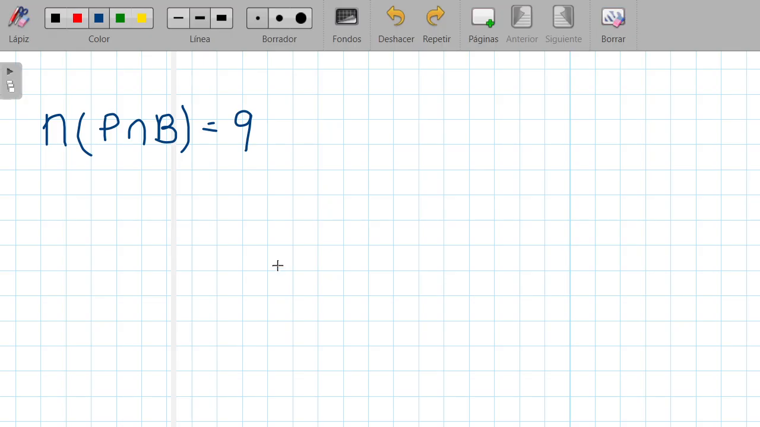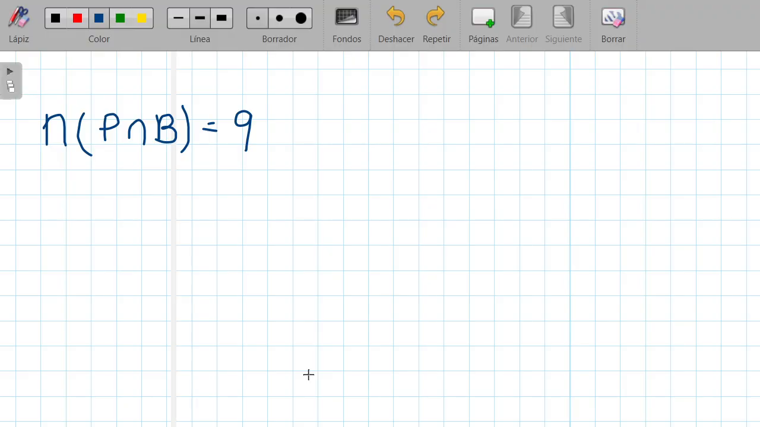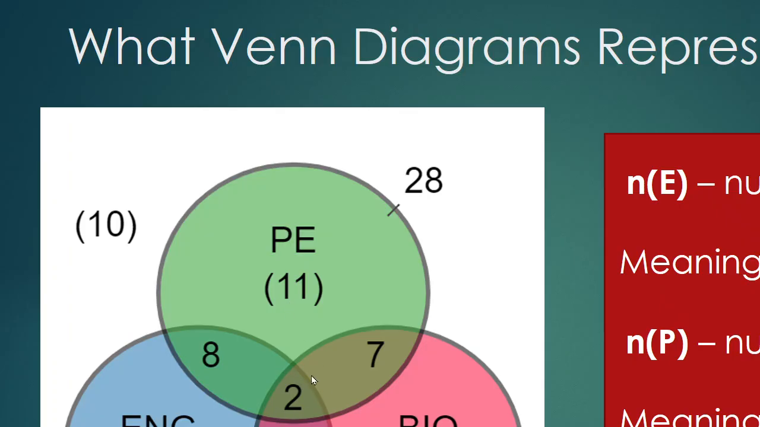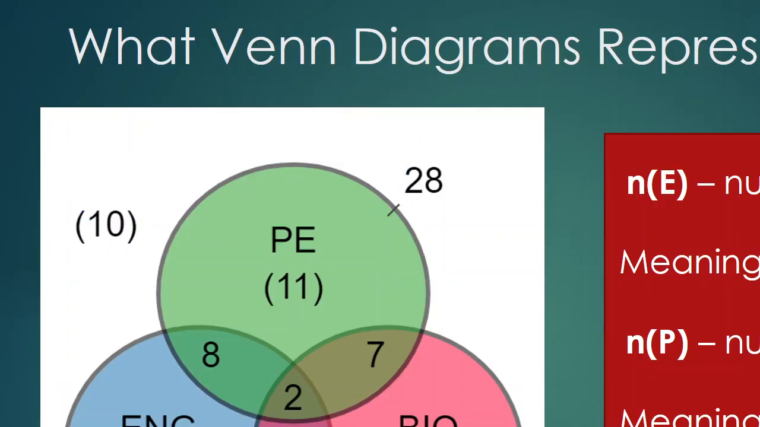Also, let's consider that students that like the 3 subjects like PE and biology also at the same time. So that's why we take into account the number 2. If I want to represent the students that like all the subjects, it will be the number of students that like PE, biology, and English, which is only 2 students.